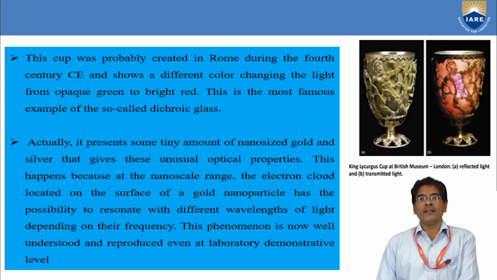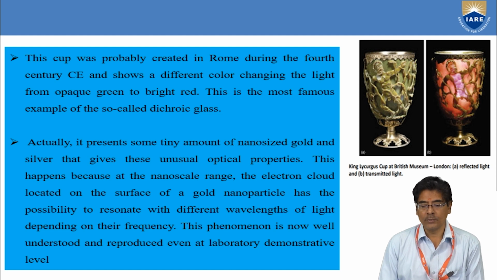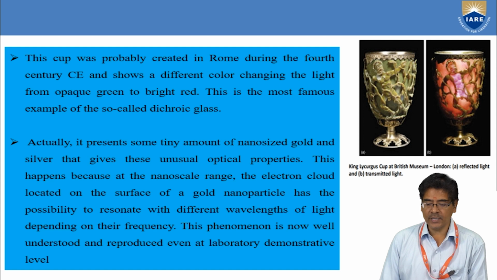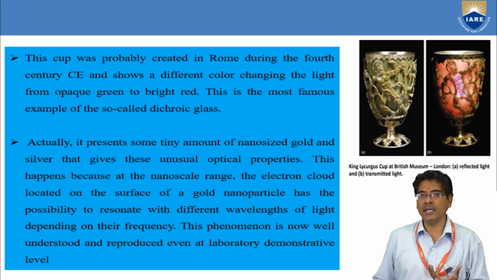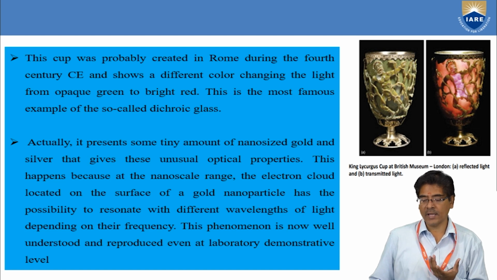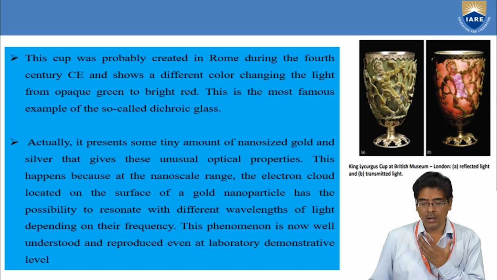If you see this slide, the cup was probably created in Rome during the 4th century CE, and it changes color from opaque green to bright red depending on the light. This is the most famous example of so-called dichroic glass, which is an optical glass. It contains a tiny amount of nano-sized gold and silver that gives these unusual optical properties.